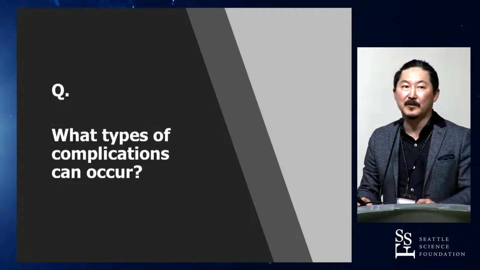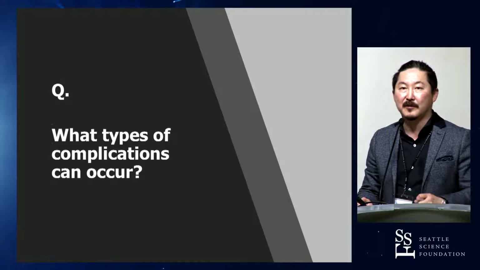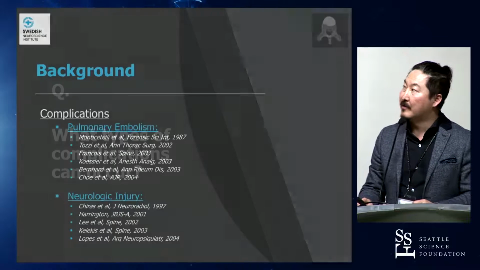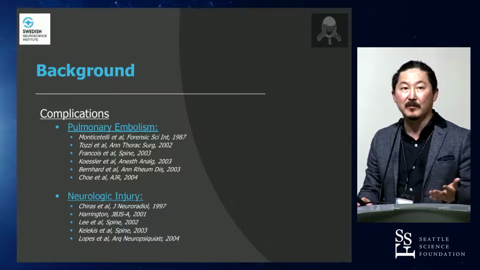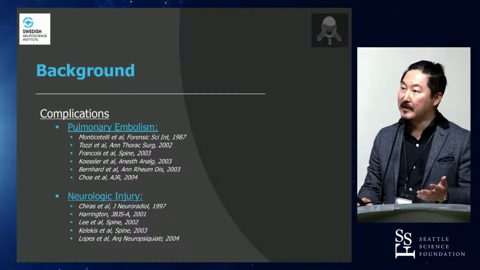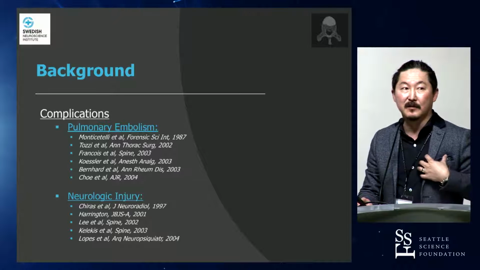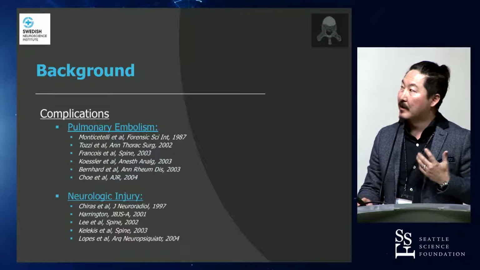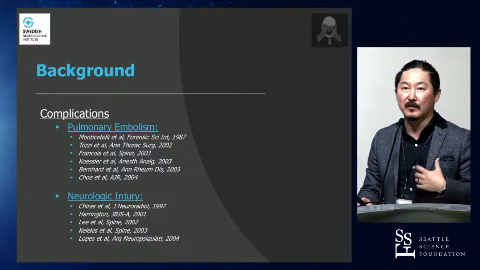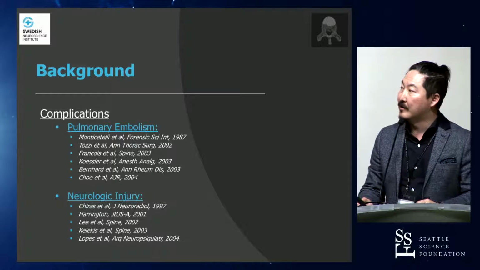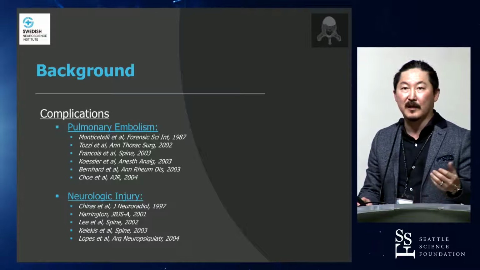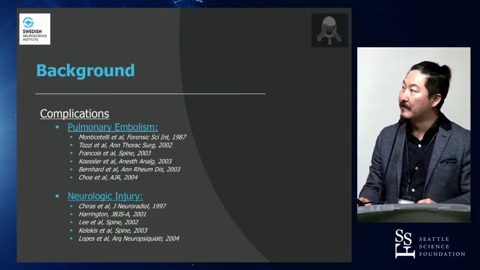So what types of complications are most common? The ones we are most concerned about, the first one is pulmonary embolism. Multiple studies show that the cement can embolize into the pulmonary vasculature. The second one that we as spine surgeons are concerned about is neurologic injury, both in the central canal as well as the lateral recess and even the foramen.